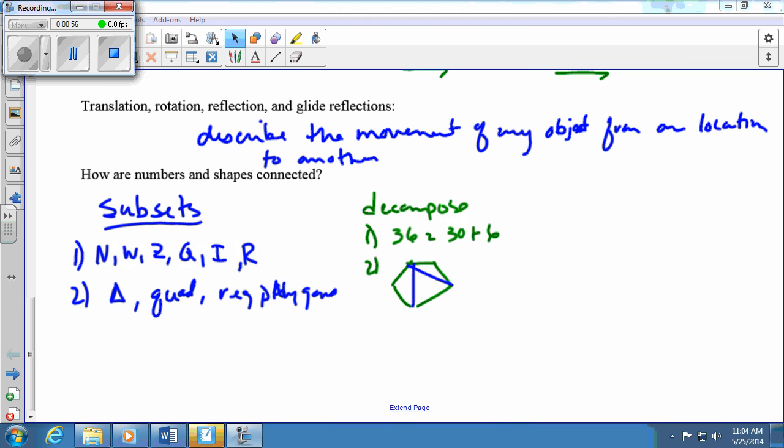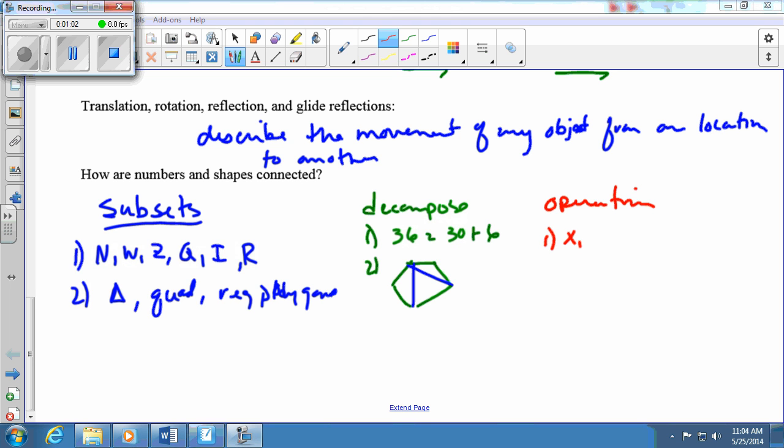We have operations on numbers. We had the operations of multiply, divide, add, and subtract. Well, the operations on shapes are your transformations. In other words, reflection, rotation, those are transformations, and those are operations.